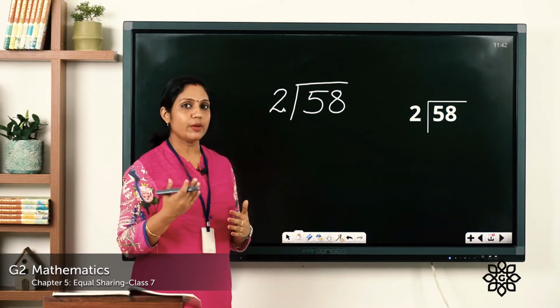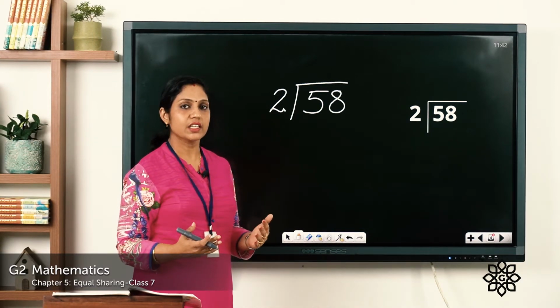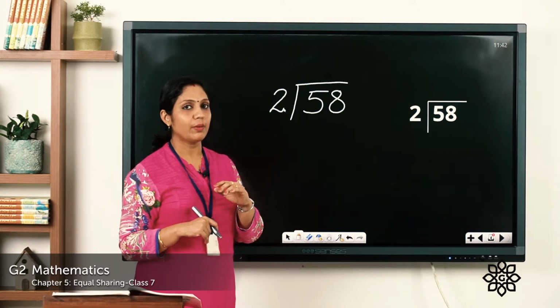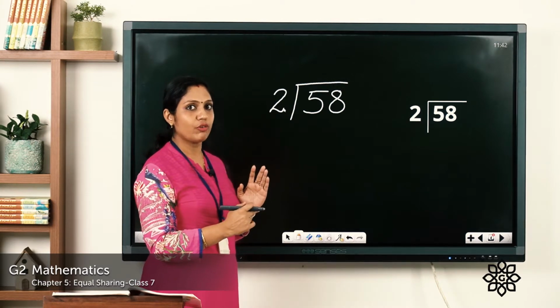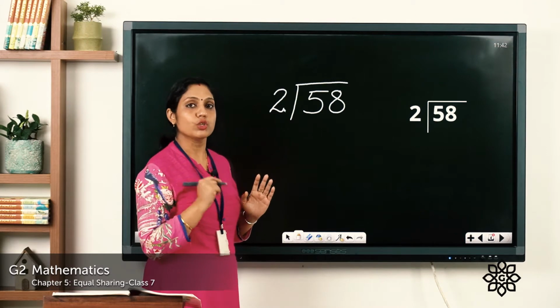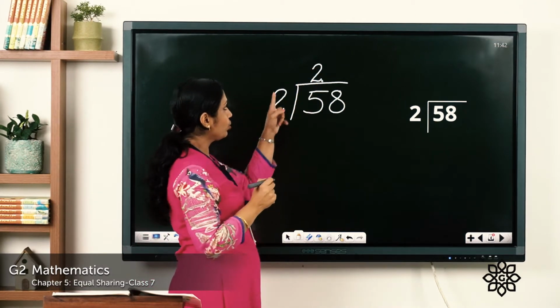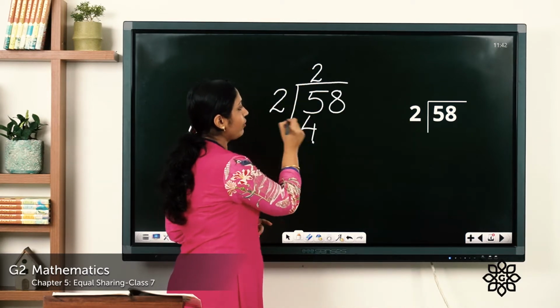So revise the table of 2. 2 ones are 2, 2 twos are 4, 2 threes are 6. Did you get the number 5? No. So what do you have to do? Just take the number before 5. So 2 ones are 2, 2 twos are 4. So we'll take the number 4. And how many times is it? 2. So where do we have to write that 2? On top of this 5. So 2 twos are 4, and 4 you have to write under 5.